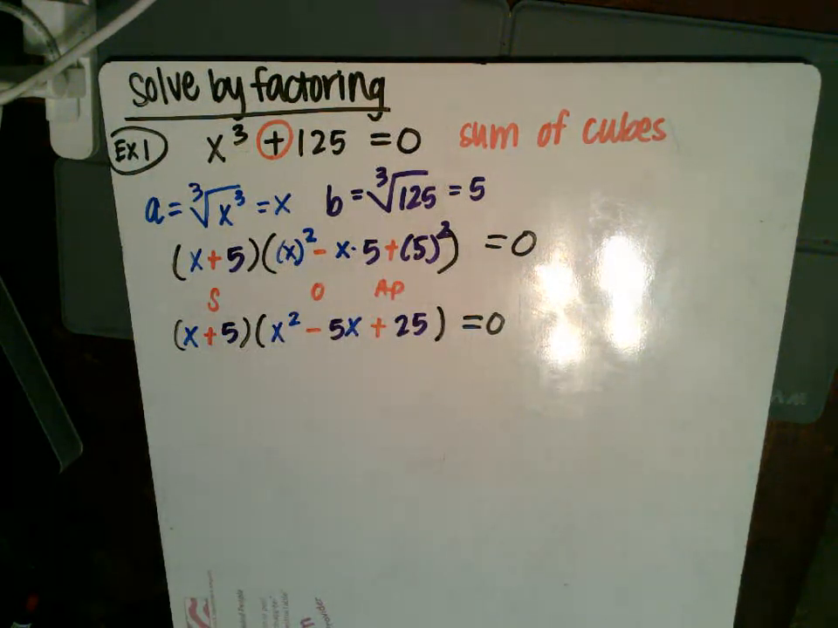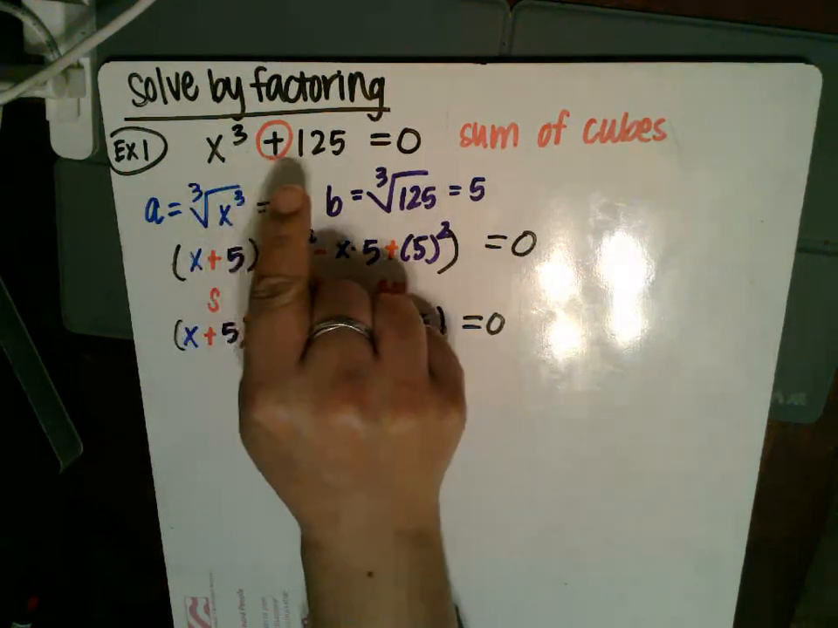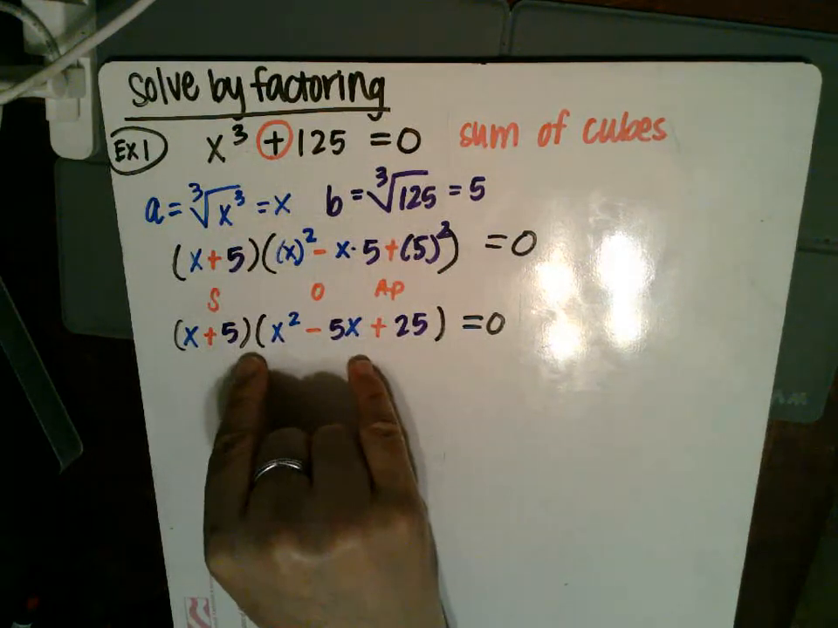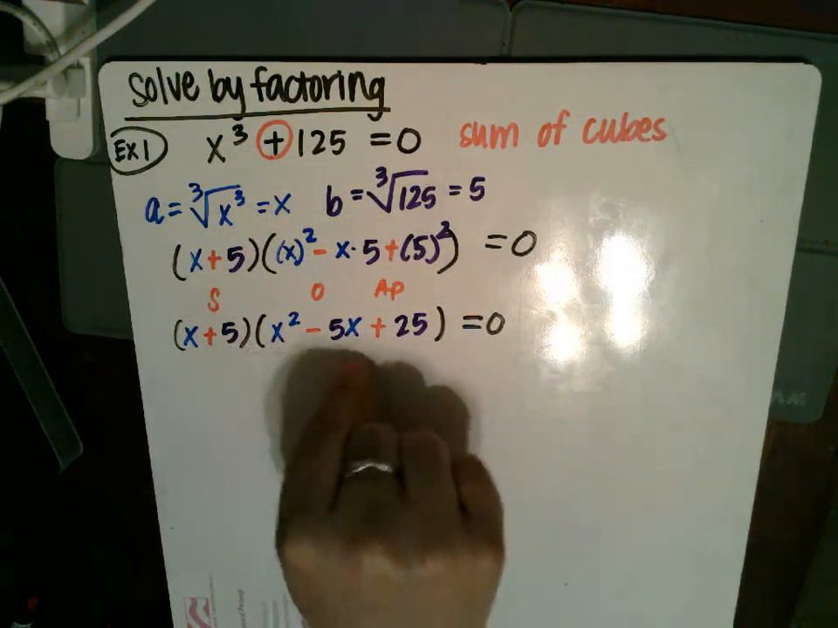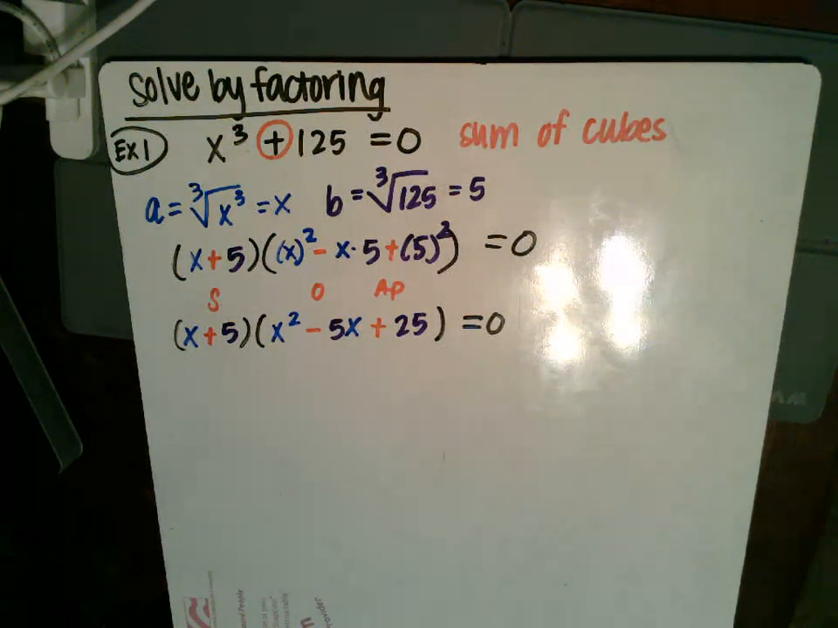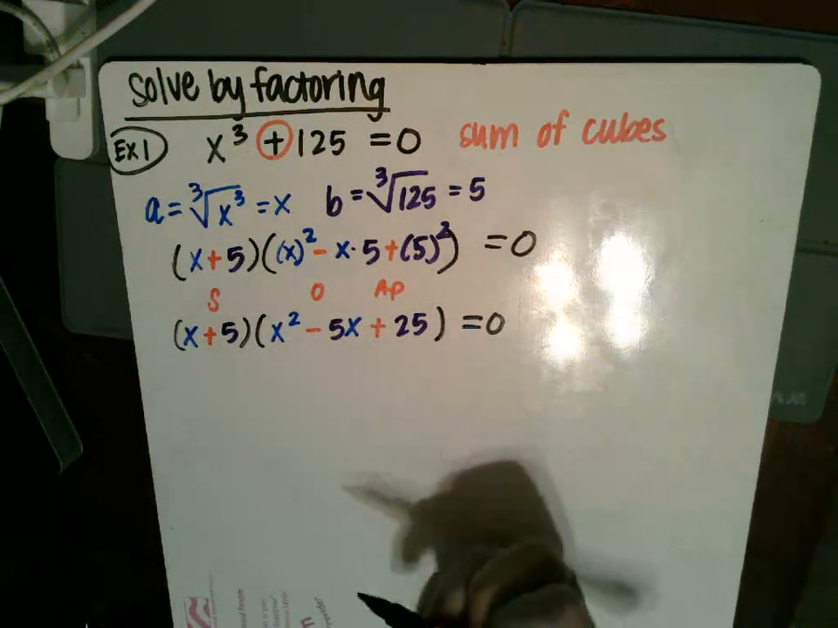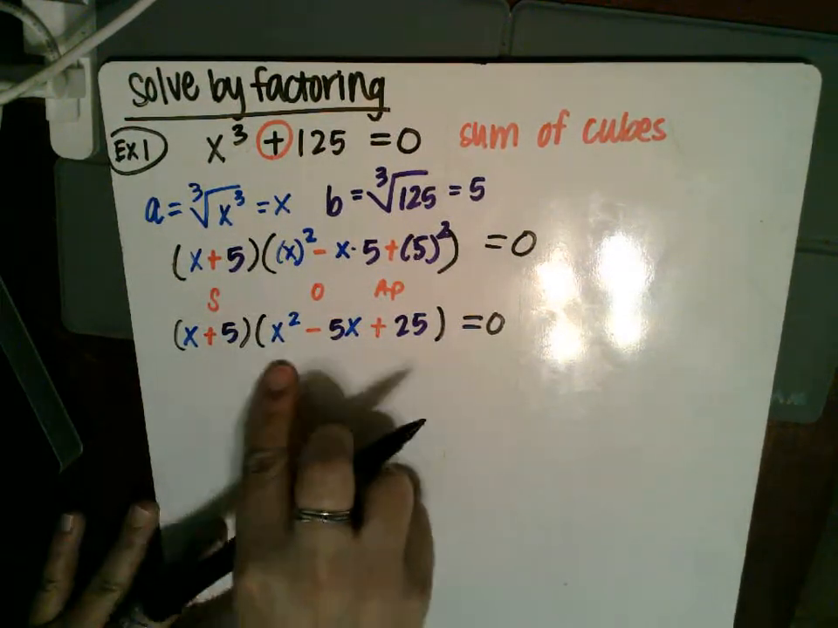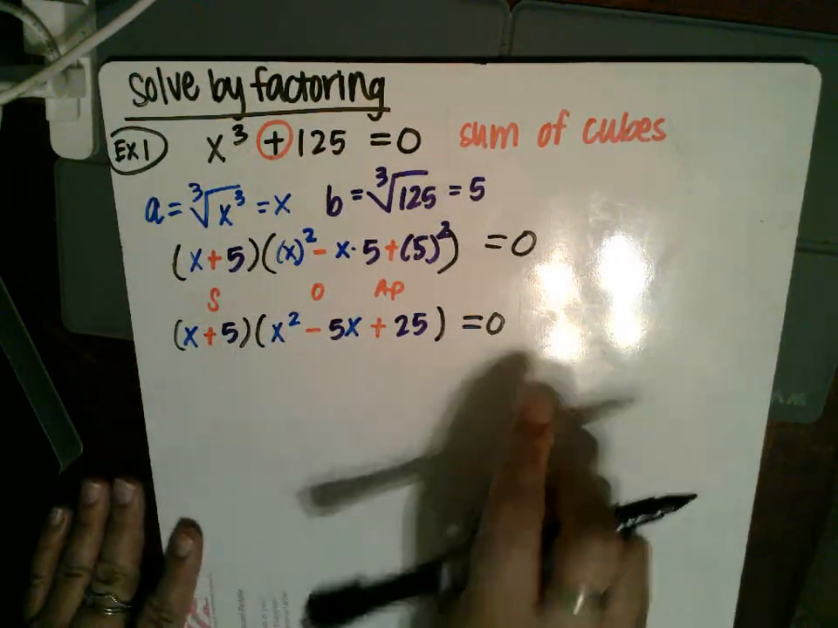So what I've done so far is factored x to the third plus 125. That is a sum of cubes. I used my pattern and my jingle to factor it. Now I have it set equal to 0. So this is where the actual solving comes in. Up to now, all we've done is factor. So I have something times something is equal to 0.